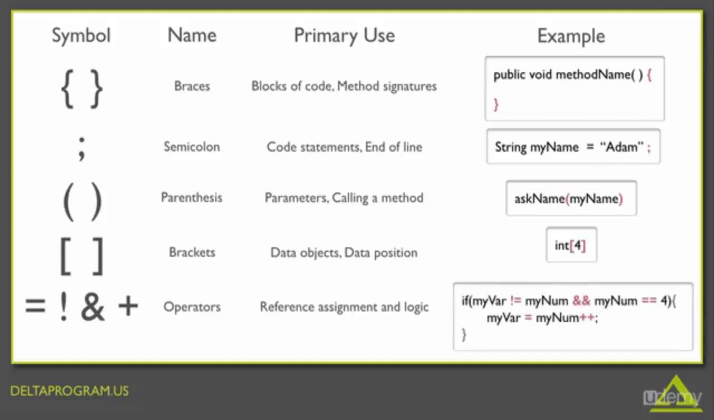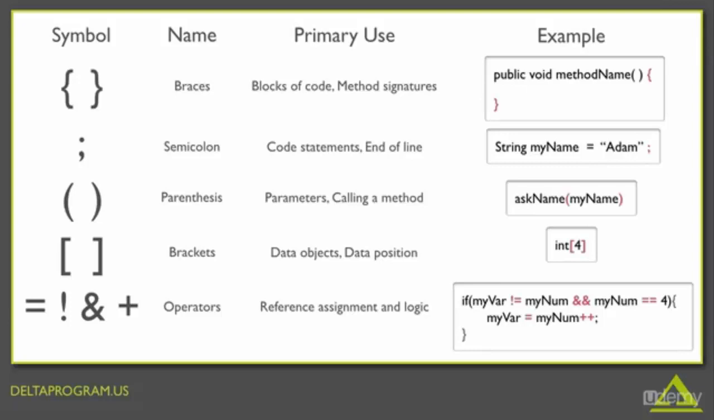Don't worry too much about what this code is saying. Just notice that the symbols can be used in combination. You can have an exclamation point and an equals sign, what's sometimes referred to as bang equals, or two ampersands, two plus signs, two equals signs. So you'll see these operators used both individually and in combination.